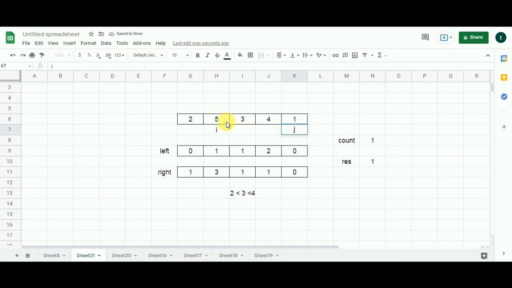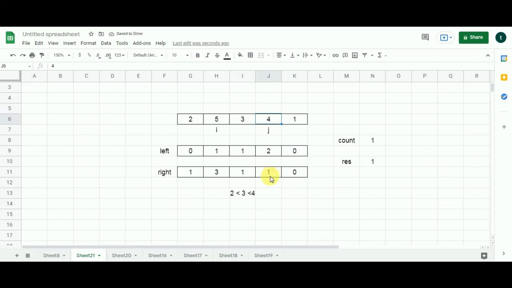So is 5 greater than 1? Yes, it is. But over here we have 0, so it's not going to make any difference because there is nothing on the right hand side of 1. J moves one cell to the left. Here, is 5 greater than 4? Yes, 5 is greater than 4.